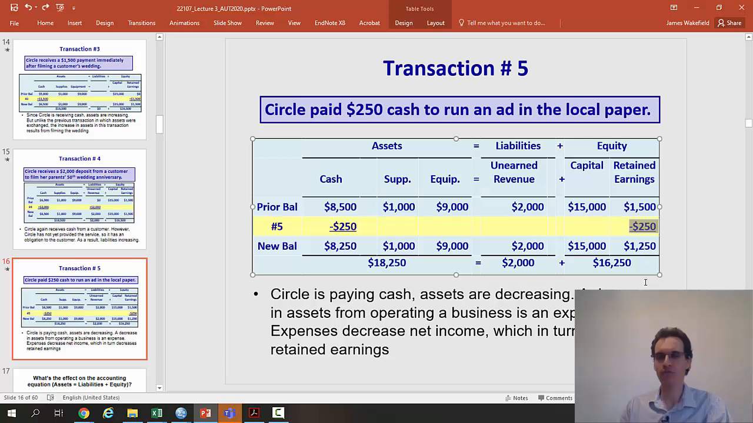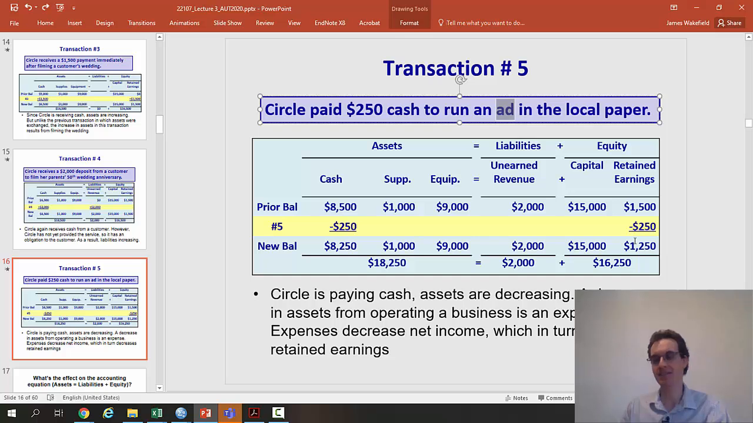Now, two things that I want to talk about here. The first thing is, as I mentioned before, you never ever use the retained earnings account until you get to the end of the period and record the closing entries, which I will show you at the end of next week's workshop. What you do with this $250 is you record it to an account called expenses. So in this case, it is an advertising expense, right?